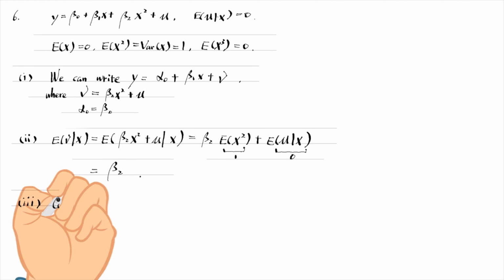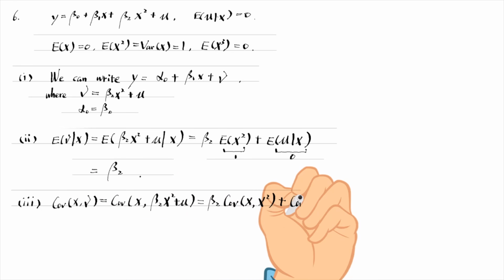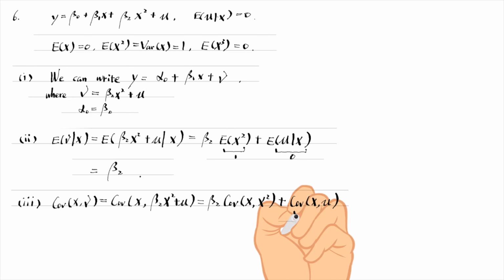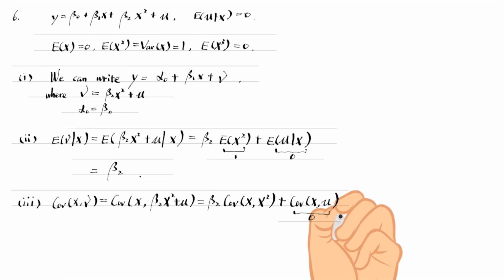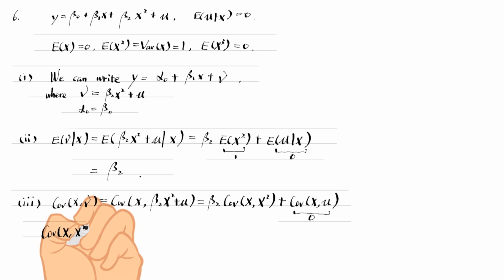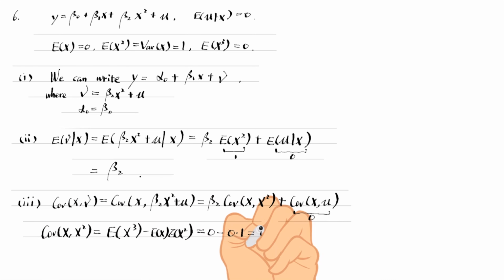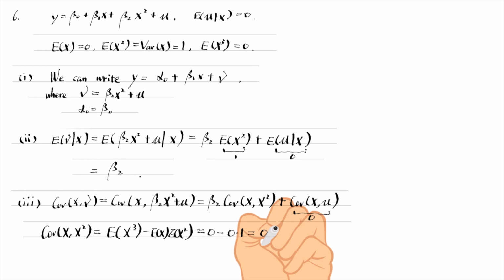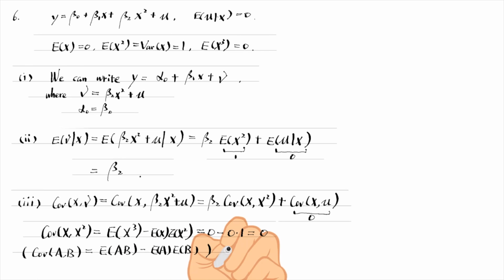In the third part, we plug in nu and then write the covariance as two terms. We know that the second term is 0 because of the zero conditional mean assumption. The first term is also 0 because we can use the covariance formula to write out. The covariance formula is as follows. Finally, the covariance between x and nu is 0.